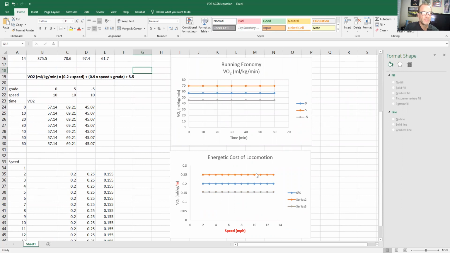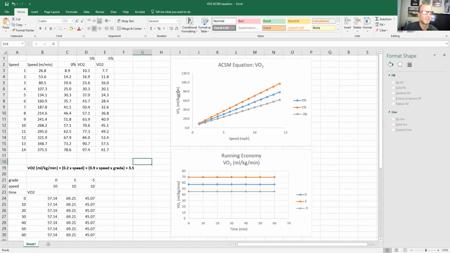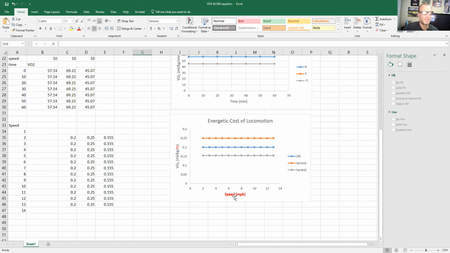So all this is telling us mathematically is the slope of these three lines. Energetic cost of locomotion is the slope of the rate of oxygen consumption versus speed plot. So I've got speed down here. I've highlighted that in red because it's not time anymore. And I've got volume of oxygen consumed per distance. In this case, that distance is meter.